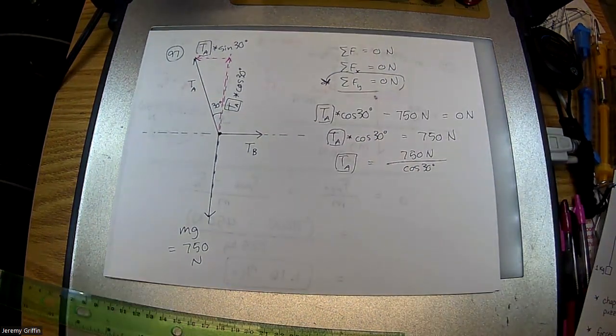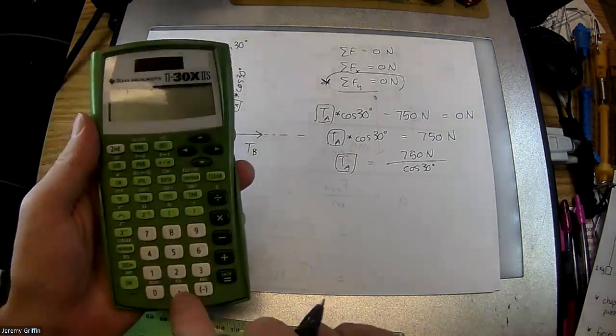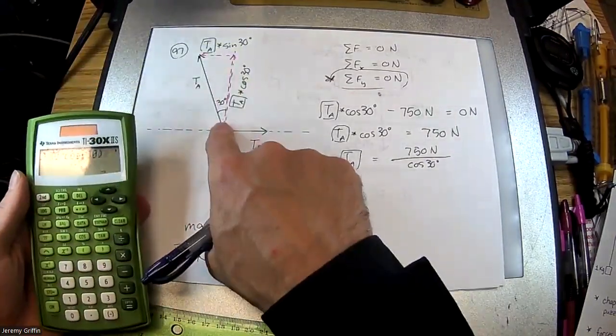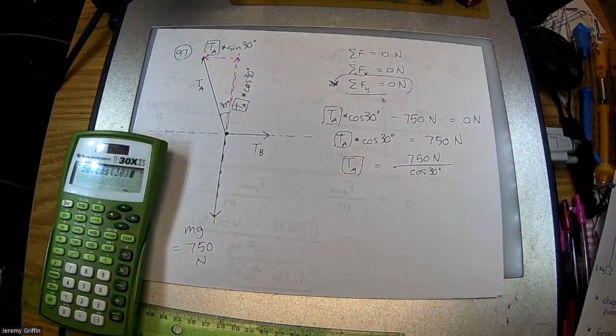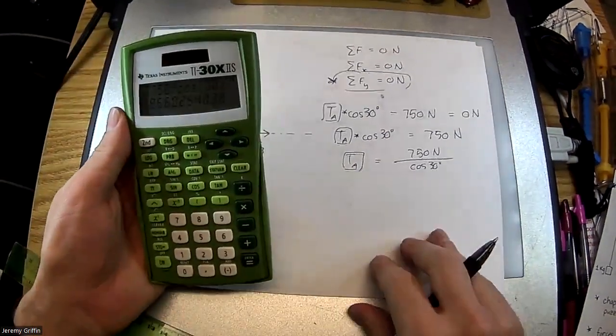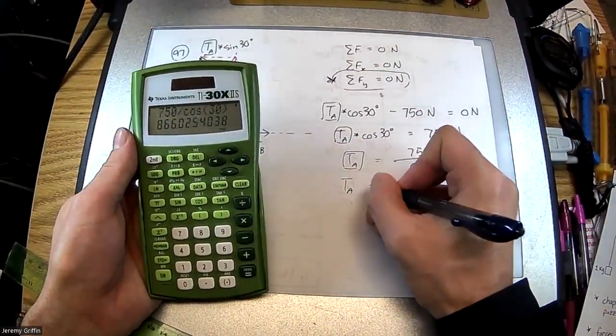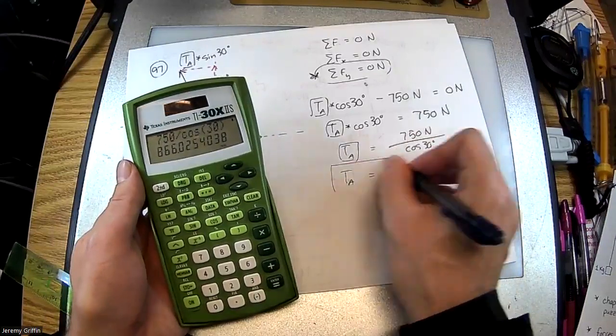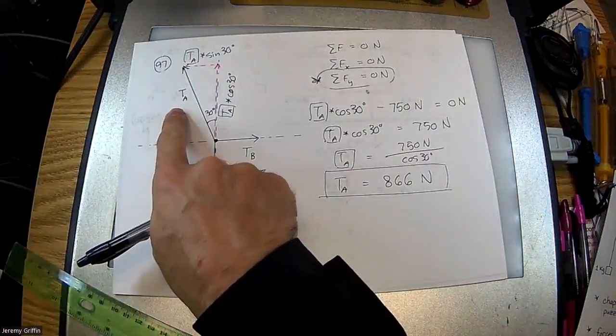Cosine 30 degrees is like root 3 over 2, I think, but I'll just let the calculator handle that. 750 divided by cosine 30 degrees. I know that tension A is going to be more than 750 newtons because the hypotenuse of the right triangle is going to be along the side. Let's see what it comes out to. Oh, 866 newtons. Now that's not what the textbook was asking, but that's an important middle step. We'll go ahead and box that in anyway. So now we know this is 866 newtons.